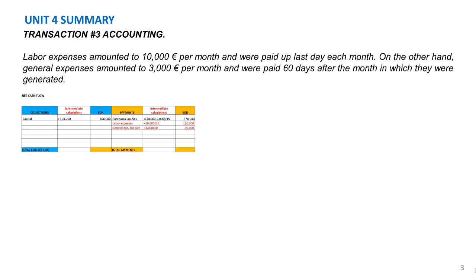With respect to cash flow, this transaction involves two payments. On the one hand, Copen paid labor expenses. On the other hand, Copen paid general expenses generated between January and October. General expenses accrued in November and December will be paid in 2017.